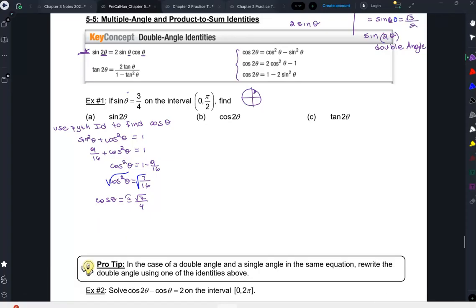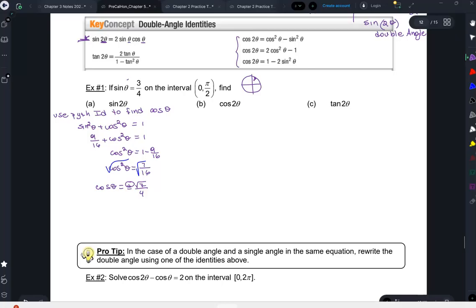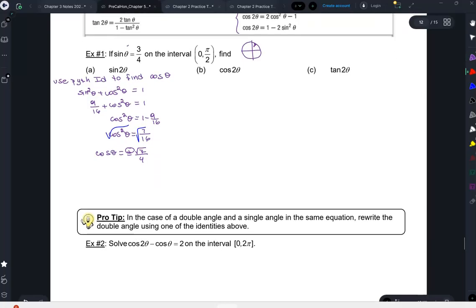Let me just save some space. Okay, because it was told that it's from 0 to pi over 2. Now I need to find sine of 2 theta. Sine of 2 theta is 2 sine theta cosine theta. Sine of theta is given, so this is 2 times 3 over 4 times, I just found cosine theta to be root 7 over 4.